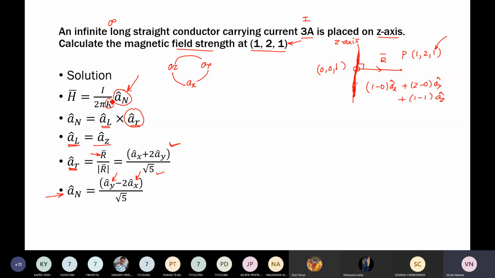We know r, we know I. What is the magnitude of r? It is root 5. So we will have everything over here, put the values into the expression, and we will end up with the final value.